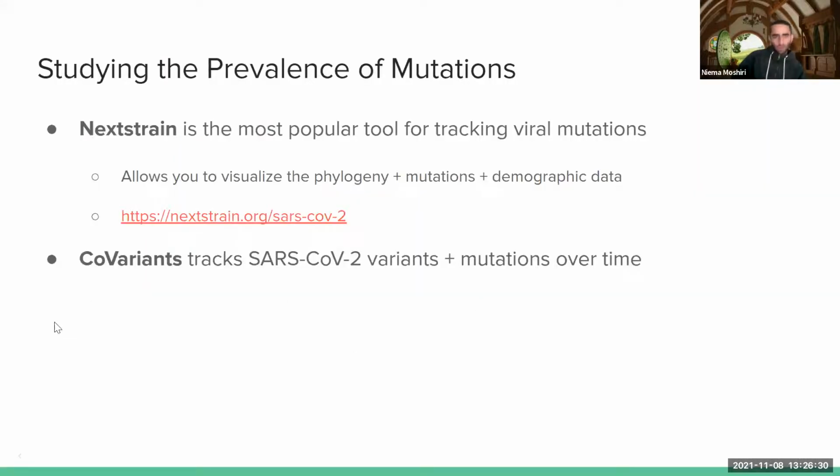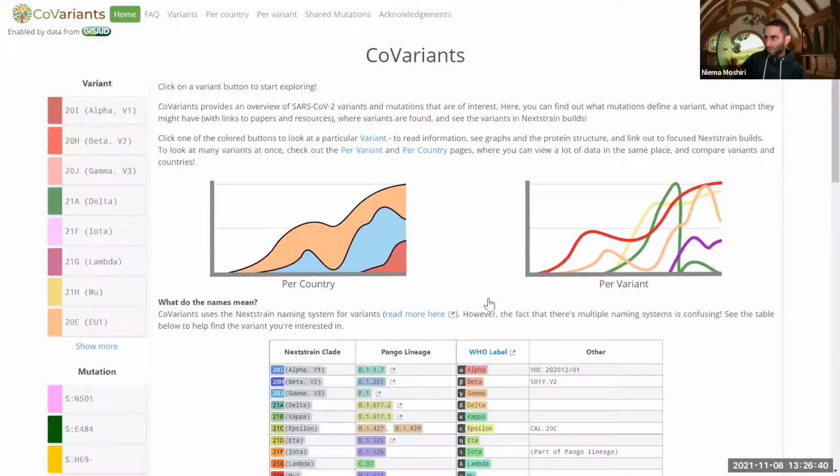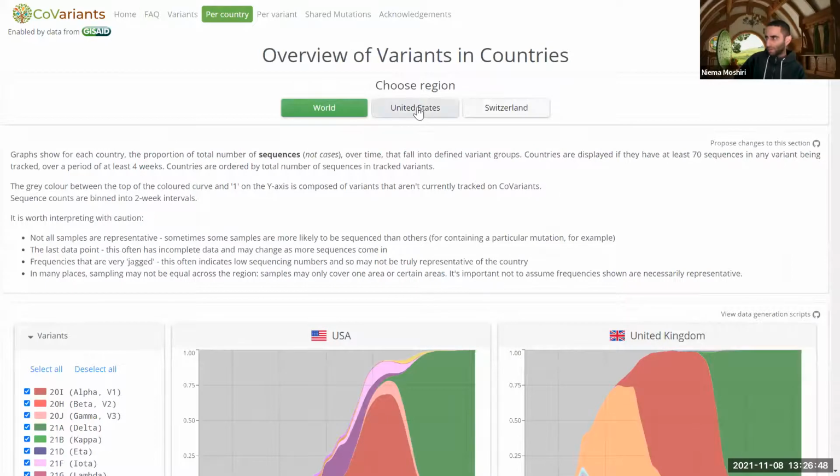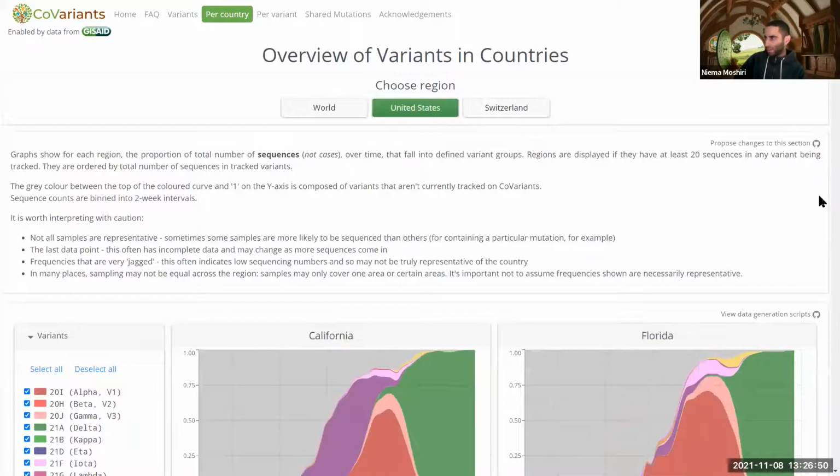So another popular tool is called Covariance, and Covariance lets you track variants and mutations over time. So I'm going to click on it just to show you, but I also have a screenshot in the slides. But what I could do is, let's say per country, I want to see how prevalent the different variants are. Let's say for the United States.